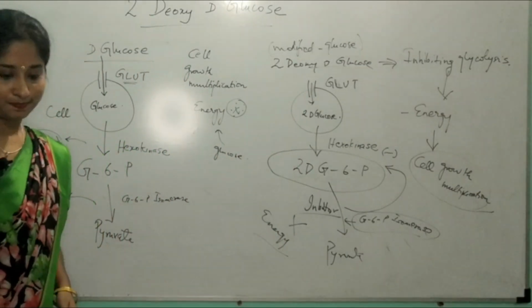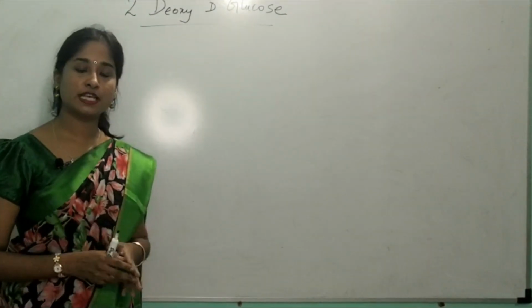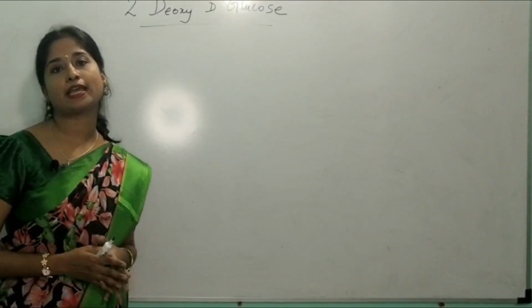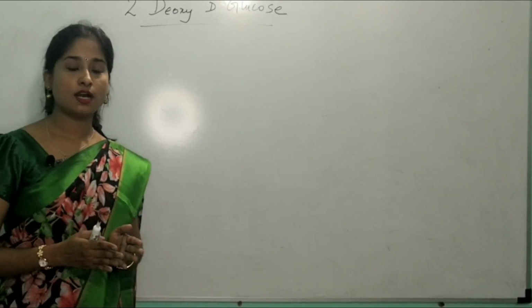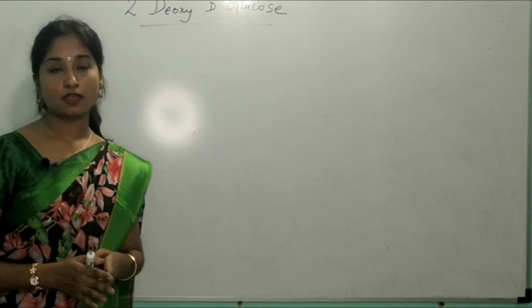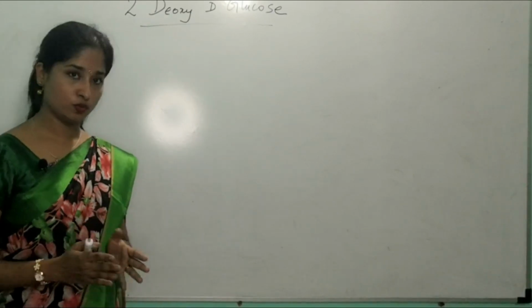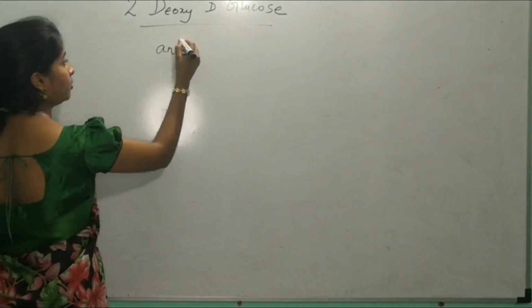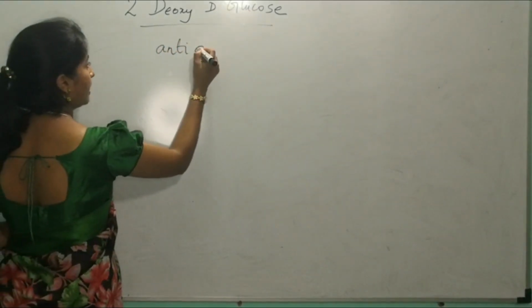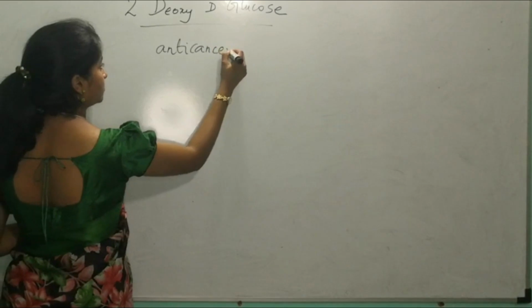So far we have seen what is 2D glucose and what is the mechanism of action. Now we are going to see the fields in which the 2D glucose has been used. Especially it has a major role in the treatment of cancer. It acts as an anti-cancer agent.